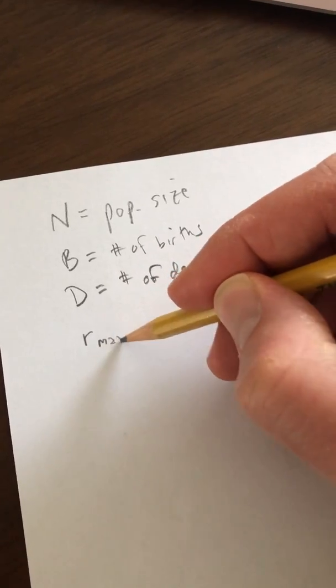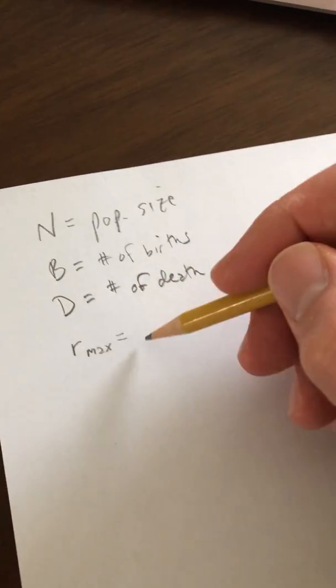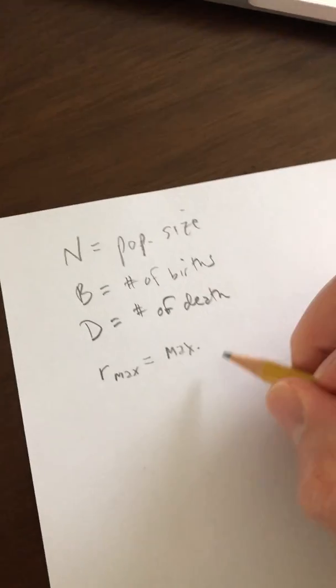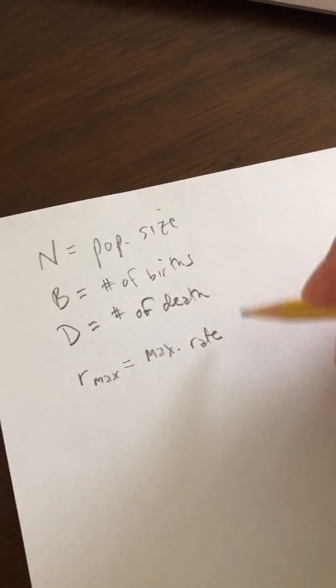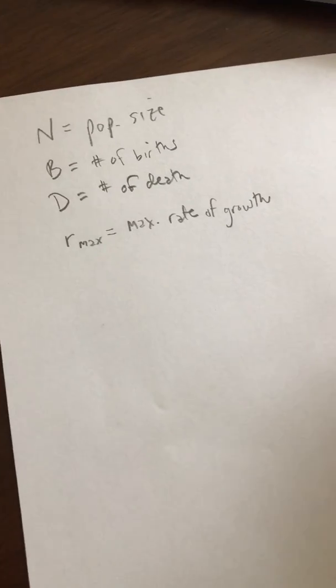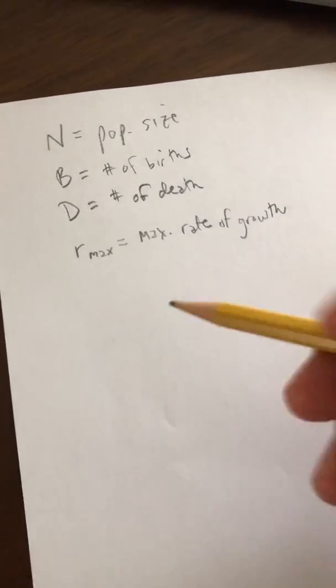So the other variable I'd like to introduce right here is lowercase r, which is rate of growth. And the formula sheet lists this as r max, which would be our max per capita growth rate. I'm just going to note this here as rate of growth. We'll talk about per capita, what that means, in a little bit. So let's say an example here.